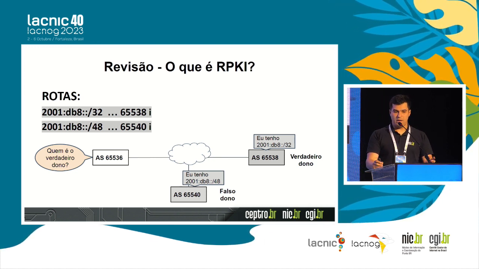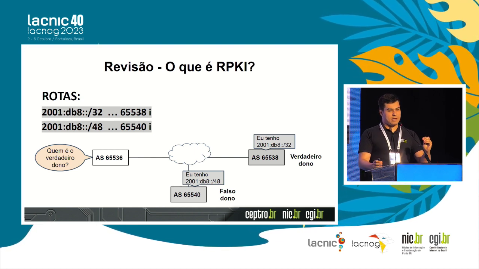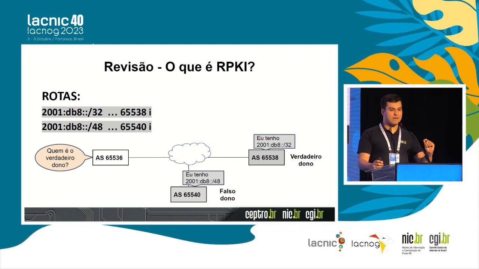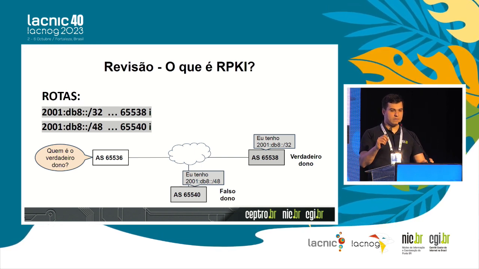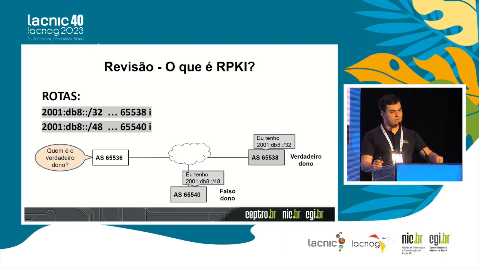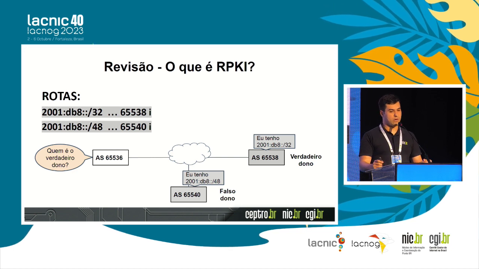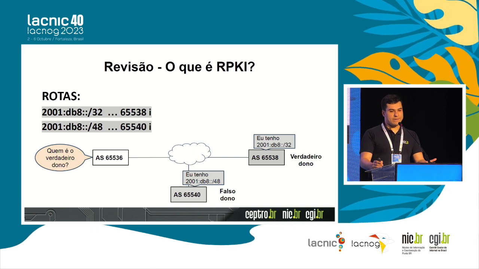We have an example of how we work with BGP. To that end, we have a route 2001:DB8::/32 and a /48. Notice that these routes are being announced through different autonomous systems. There we have 65538 and 65540. And please note that the true owner is 38. 40 is actually a fake owner, but the two of them are announcing it. So we start to see the prefix hijack.